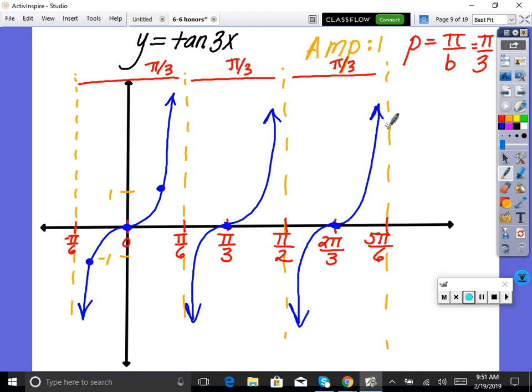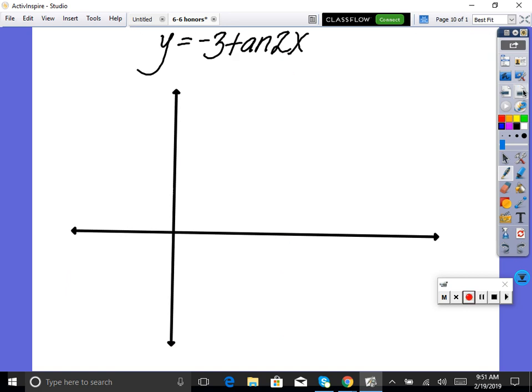Is that making sense? Okay, let's just look at this one together so we can keep going quick. Looking at this one, our amplitude is 3, and then it is reflected. So we have to keep that in mind. Our period is pi divided by 2, right, everyone? Okay, so let's just do 2 cycles on this one.